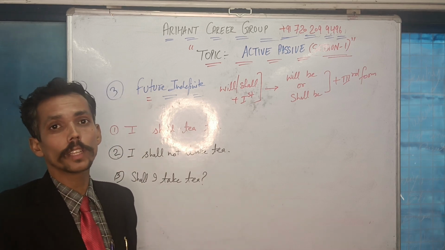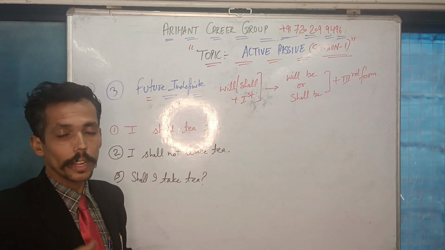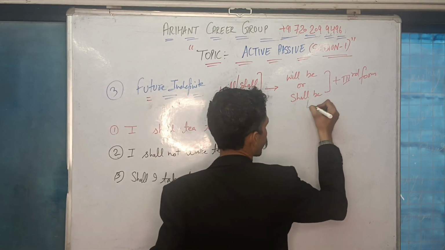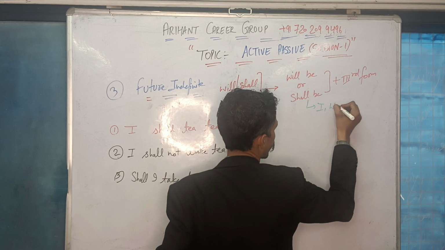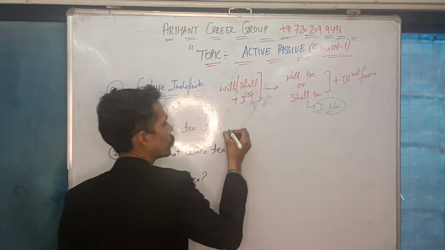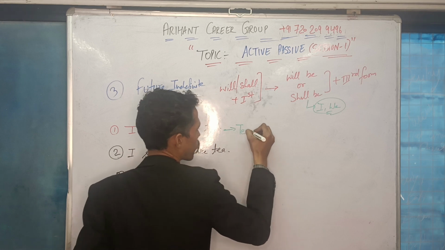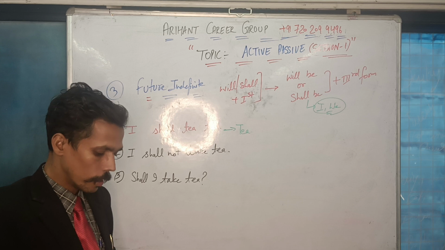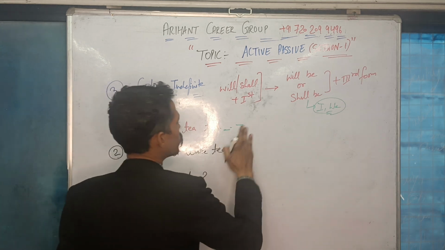Shall be can be used with either I or we. Please note down that shall is used with either I or we. That means in case of other subjects, you will be using will be. But here your subject becomes tea. I shall take tea. So tea becomes your subject, my dear friend. So what should be your answer? Please write down the answer.